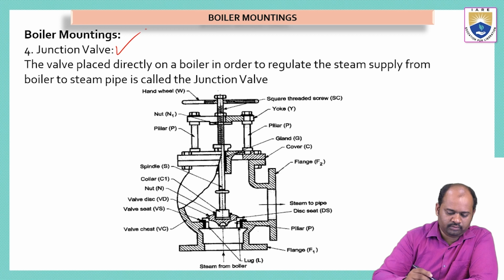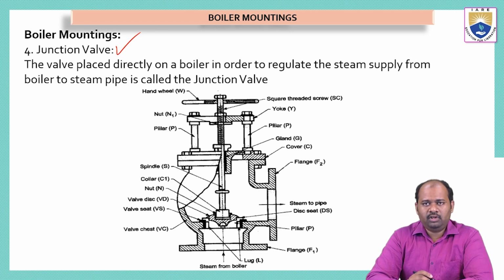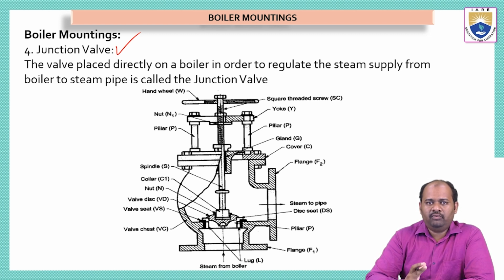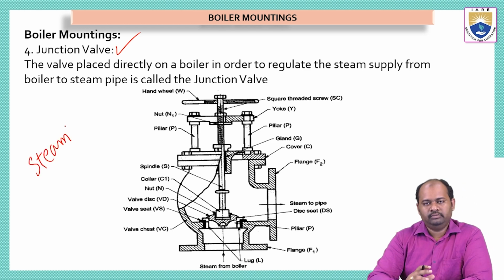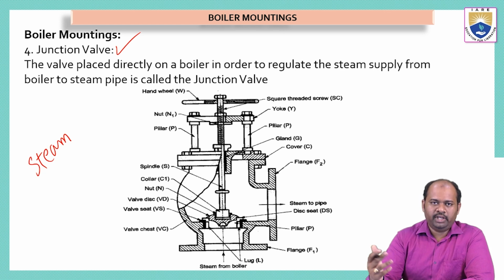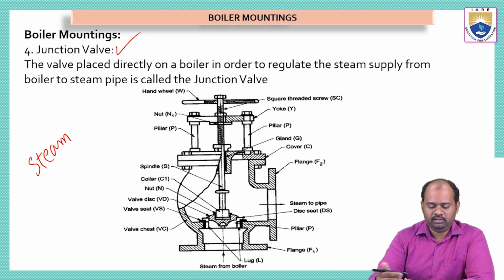And now we have a junction valve. The junction valve is placed directly on the boiler in order to regulate the steam supply from the boiler to the steam pipe, and is called a junction valve. It is the device used to manage the flow of steam from the steam boiler. We know inside the steam boiler we produce steam continuously. The steam has to be sent to any place where it is used. So we should have a valve which can be operated so that the steam can come out of the boiler.